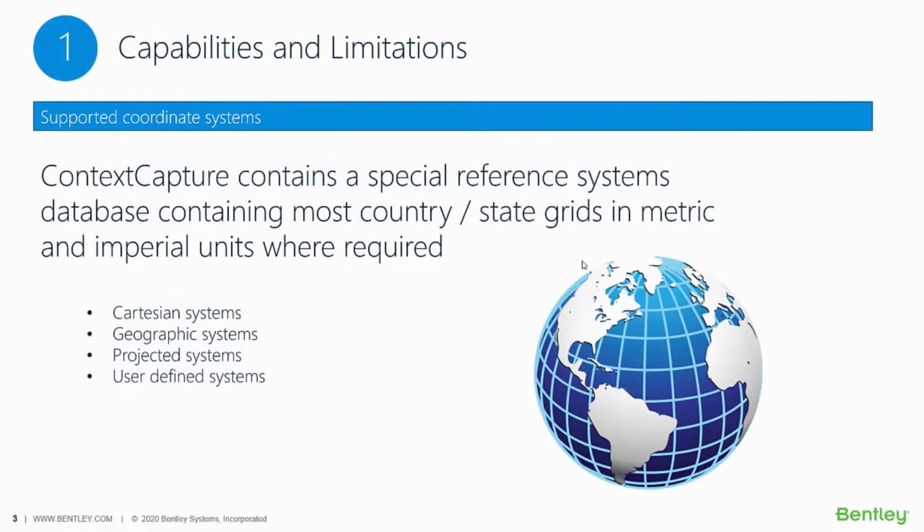We'll begin by looking at some of the capabilities and limitations when creating these coordinate systems. ContextCapture contains a spatial reference system database containing most country and state grids in both metric and imperial units where required. These libraries are broken down into categories that include Cartesian systems, geographic systems, projected systems, and user-defined systems.